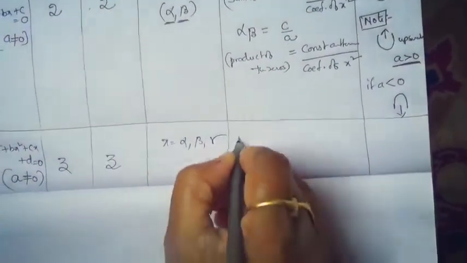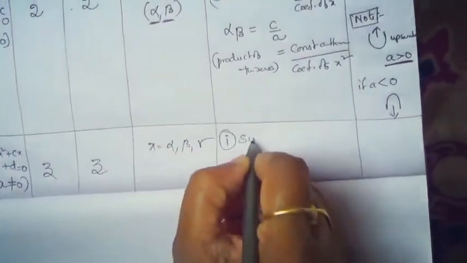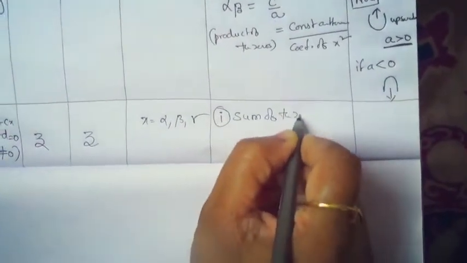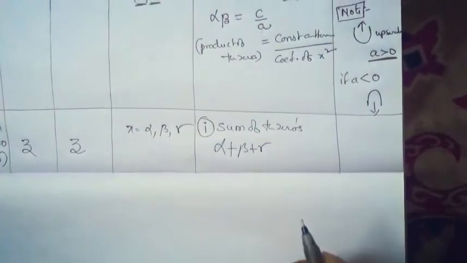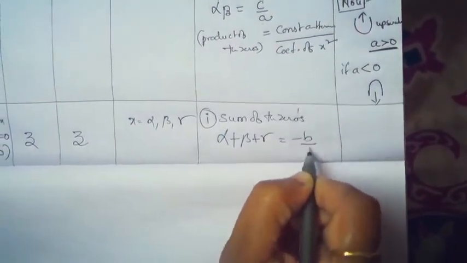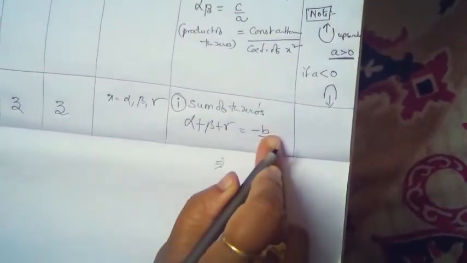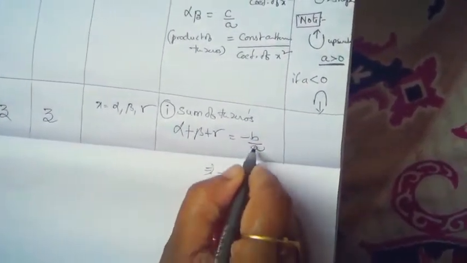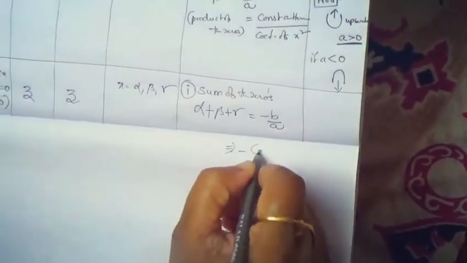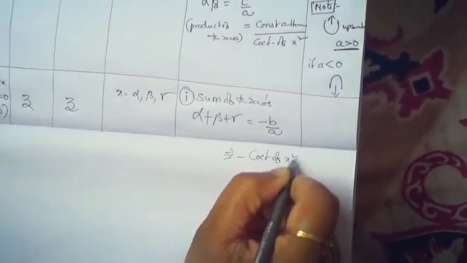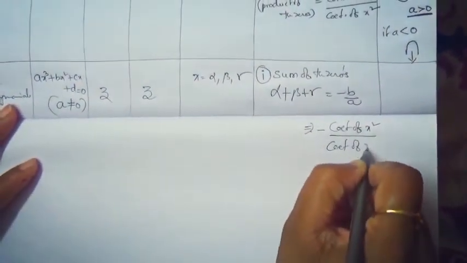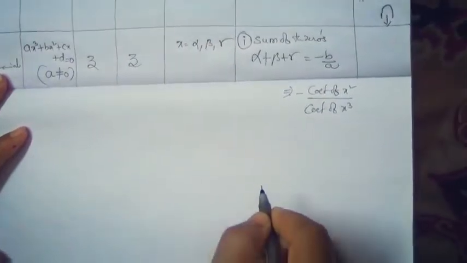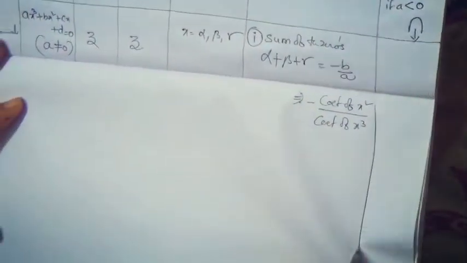What is the relationship of the zeros of the polynomial then? The first relationship is the sum of the zeros, that is alpha plus beta plus gamma, equal to minus b by a. What is minus b by a? Here minus b means minus the coefficient of x square, by a, which is the coefficient of x cube.